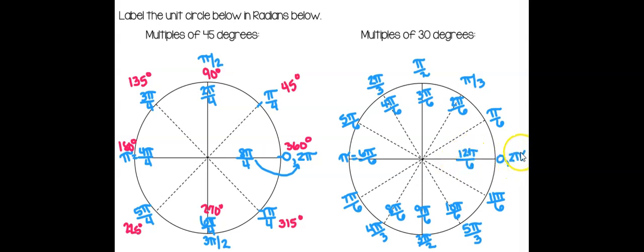So you can kind of see the pattern here. It goes pi out of 6, and then we have 1/3 pi, 1/2 pi, 2/3 pi, 5/6 pi, and so on. Again, these radian measures are equivalent to our degree measures. So this is 30 degrees, 60 degrees, and we can go around our circle.